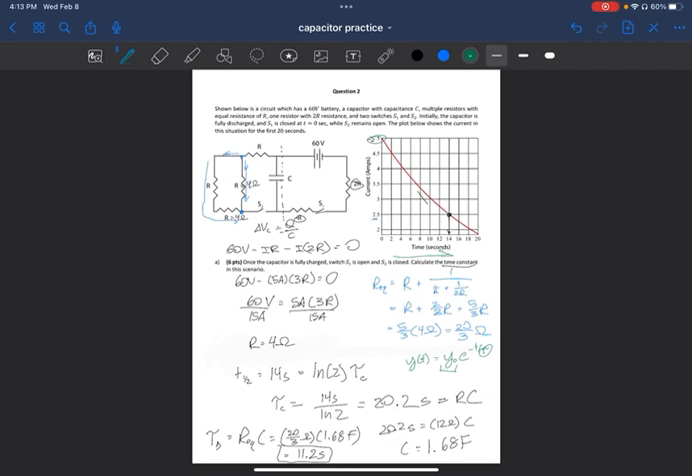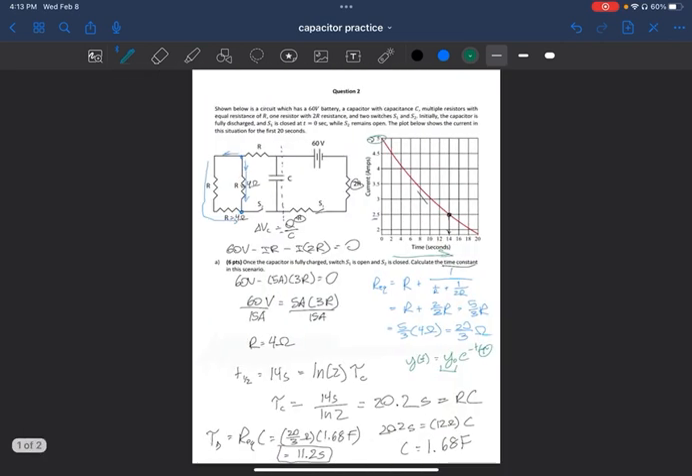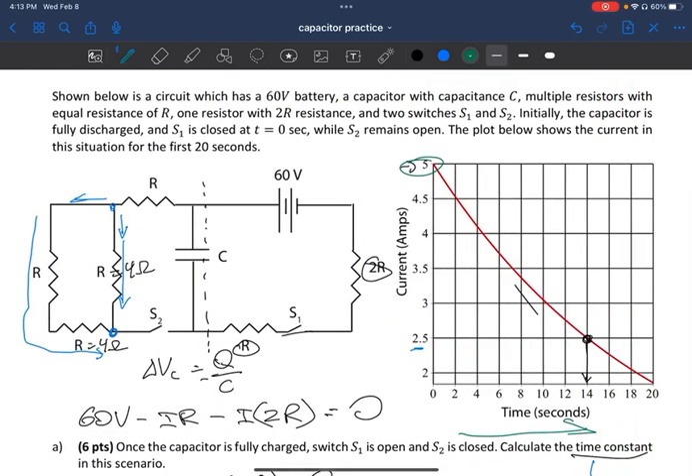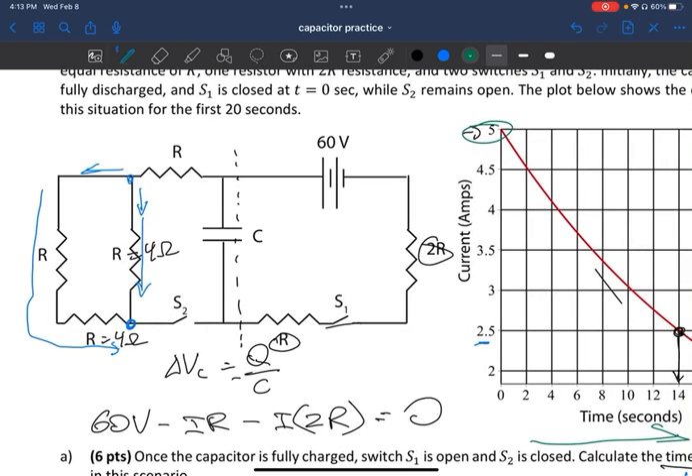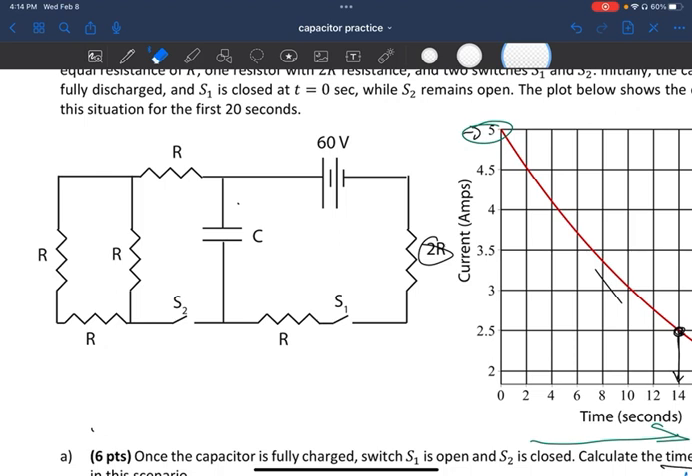All right, so let's move on to the second part of this question. So part B asks, determine the voltage across the capacitor 5 seconds after the scenario in part A, after switch 1 is open and switch 2 is closed. So during the discharging case, we want to know the voltage drop across the capacitor after 5 seconds. So I'm going to erase some of this so we can make some room here. So again, we're just focusing on the left-hand side of this circuit.